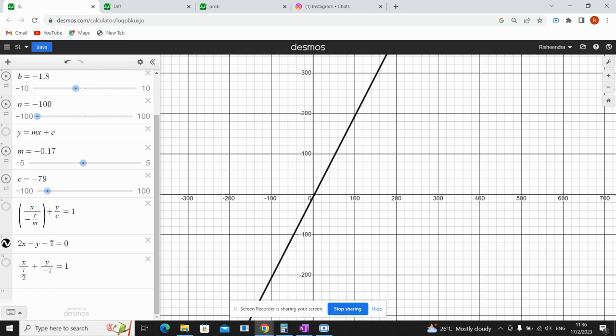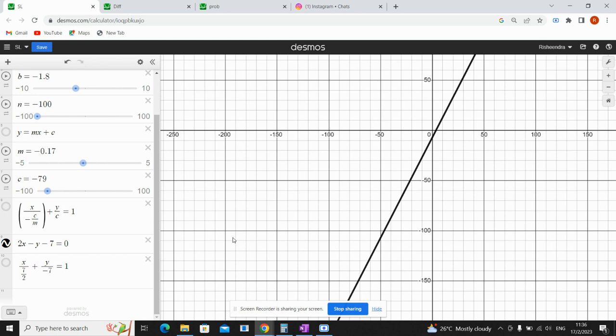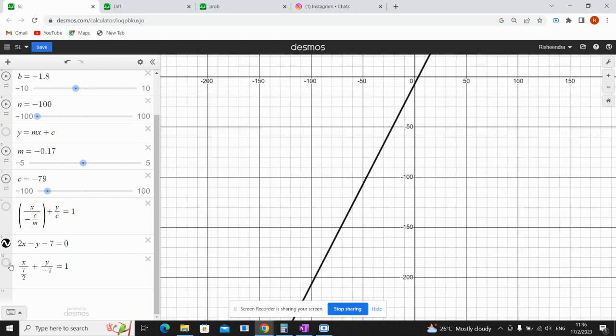Well then, let's see how this works. This is the equation of a line, 2x minus y plus 7 equals 0. And this is another equation. It's the same equation, converted into intercept form. Assume the c value is 7, so minus c by m is positive 7 by 2, because minus a by b, if you substitute, the slope will be 2, plus y by c is minus 7.